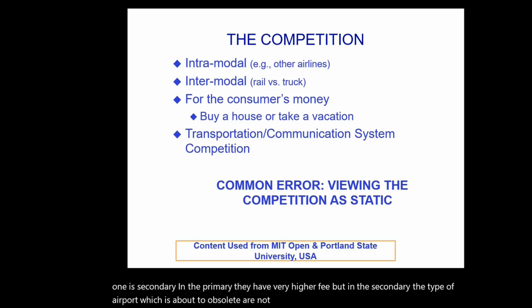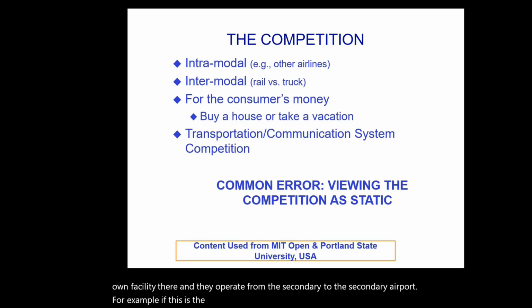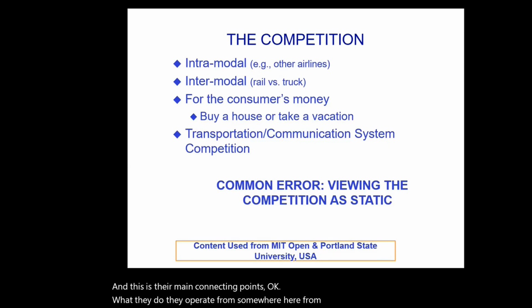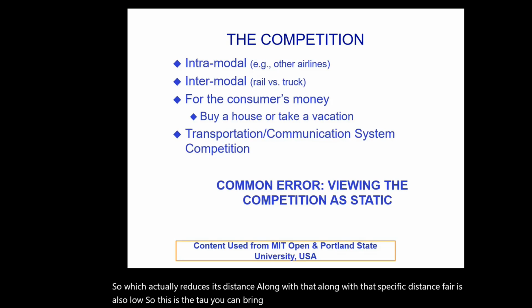So they just build their own facility there and operate from secondary to secondary airport. For example, if this is the city, the two countries, and these are their main connecting points, okay? What they do is operate from somewhere here, from secondary to secondary, which actually reduces the distance. Along with that distance, the fare is also low. So this is how you can bring the intra-modal competition within airlines.